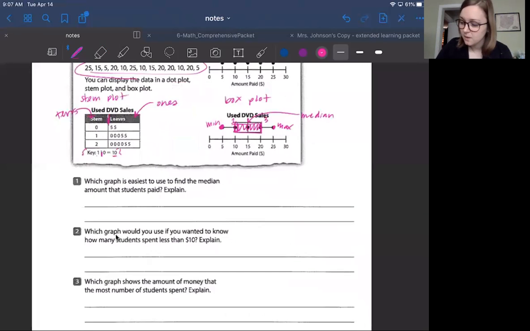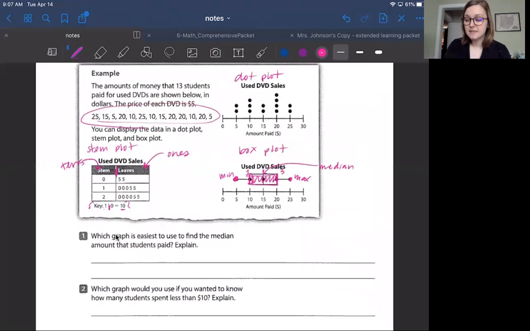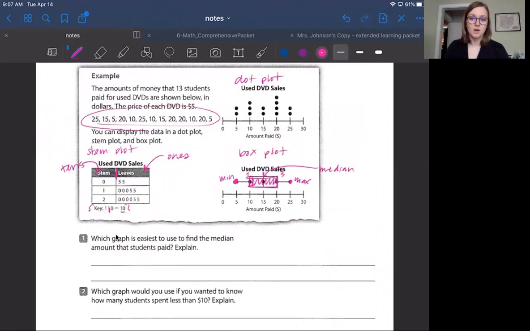So if I'm answering some questions, which graph is easiest to use to find the median? Well, the box plot is really simple, right? Because literally, you just look for that line, and it tells me the median. So in this case, a box plot would probably be the easiest. However, we can still find a median from a dot plot or a stem and leaf plot. We would just have to go, just like from my list, from the biggest and smallest and cross out one at a time until we find that middle number.